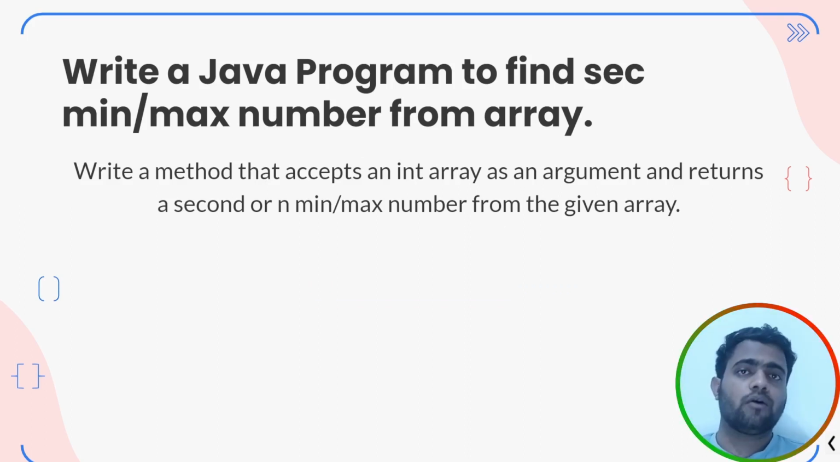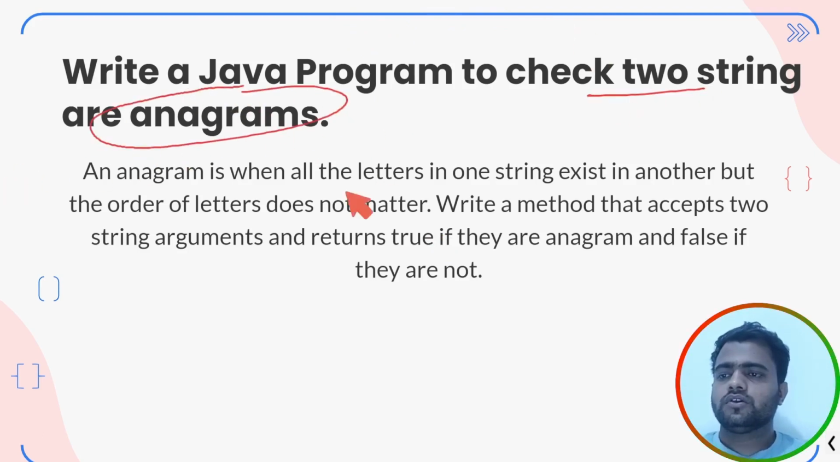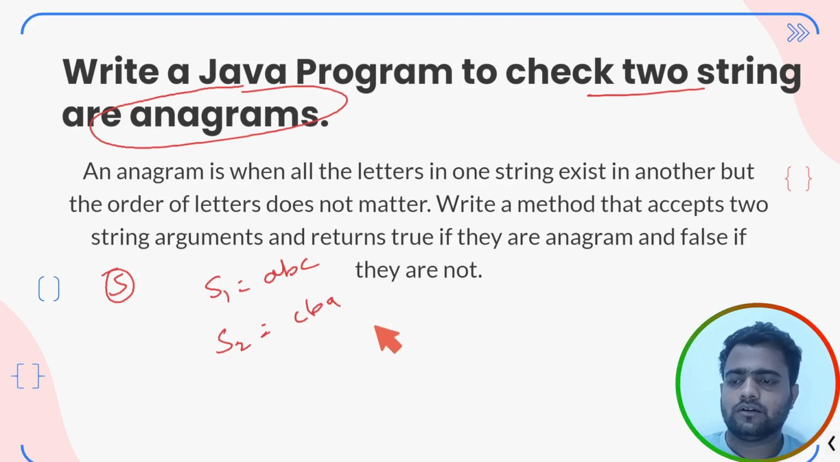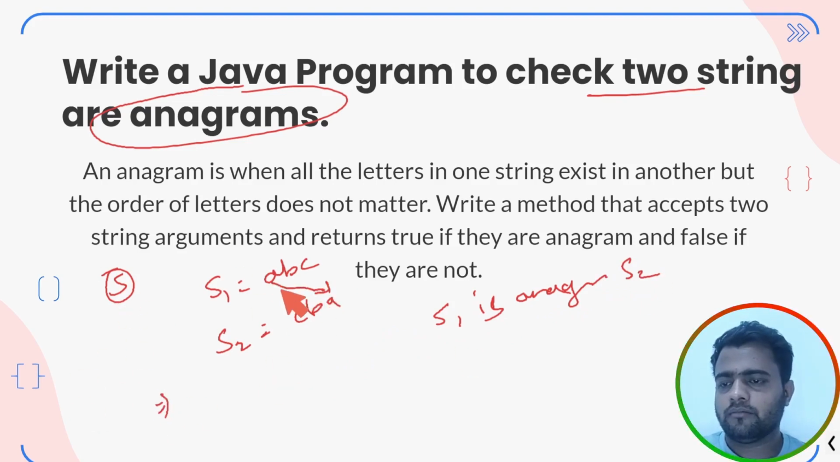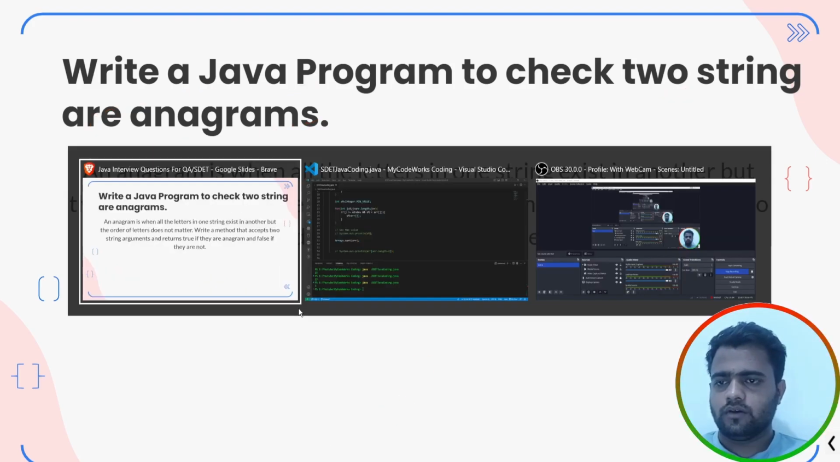So let's move to the second problem: check whether the given two strings are anagrams. Basically, if two strings have the same content, they are anagrams. Suppose s1 equals abc, s2 equals cba, and I say s1 is an anagram of s2. How are we saying that? Because their content is found in the same string: a is present in s1 and s2, b is present in both, and c is present in both. So the logic is something like this, let's jump directly into it.